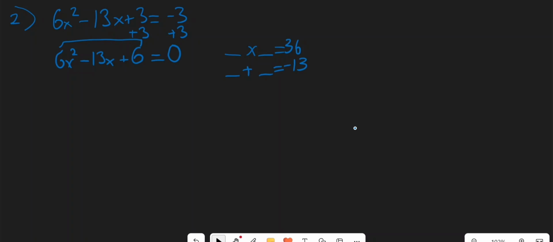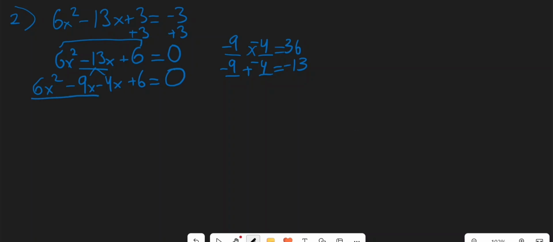Okay, so these numbers would be a 9 and 4, and both of them have to be negative for the conditions to be satisfied. So bring down the first term as is, and then break up the negative 13x into negative 9x minus 4x, and then bring down as is your positive 6, and that would be equivalent to 0. All right, so let's factor by grouping.